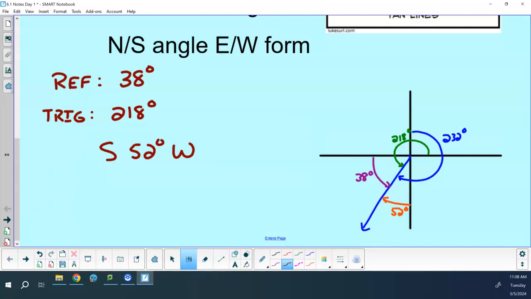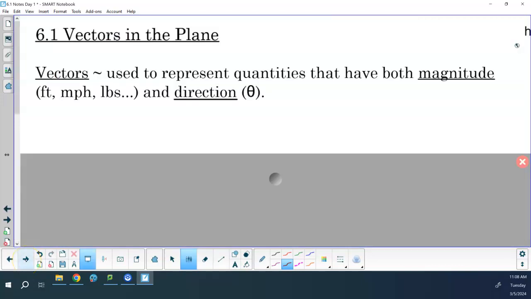All right, let's pick it up then here with vectors in a plane. So a vector is used to represent quantities that have both magnitude and direction. Come on, work for me. There it is.